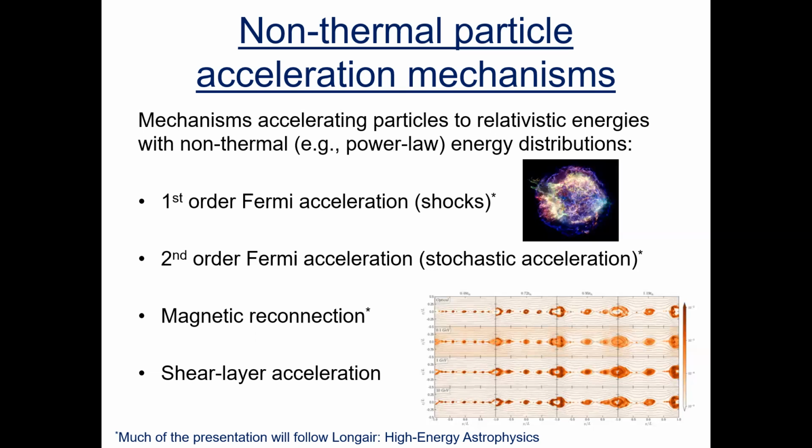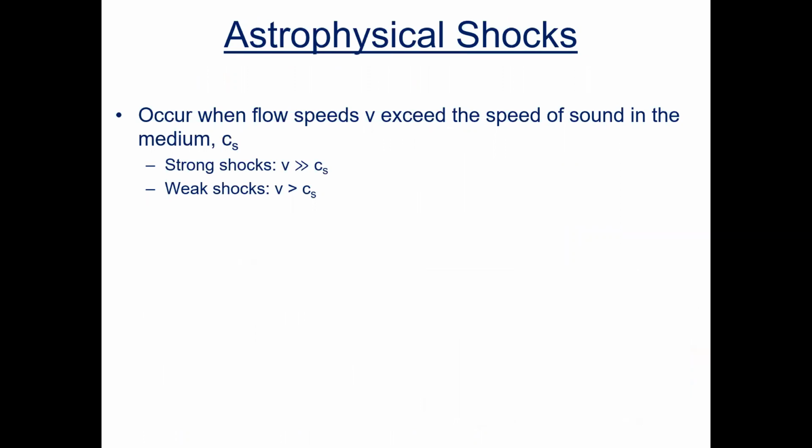First, a little more about astrophysical shocks, where we likely have Fermi acceleration, but possibly also magnetic reconnection. Shocks happen when you have a flow that flows through another medium with more than the speed of sound. And the strength of the shock is essentially given by the ratio of the speed to the speed of sound.